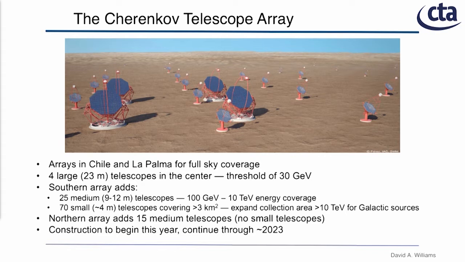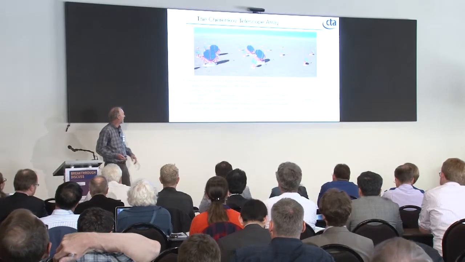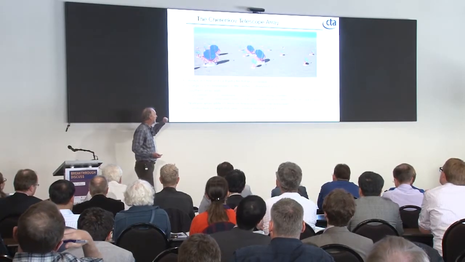Both of these arrays will have four large 23-meter telescopes at the center in order to look at lower energy gamma rays than Veritas is able to do now, and then have a number of telescopes of the Veritas class, 10 to 12 meter class, 25 in the south and 15 in the north.